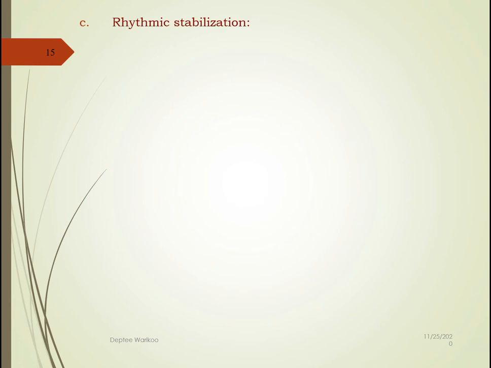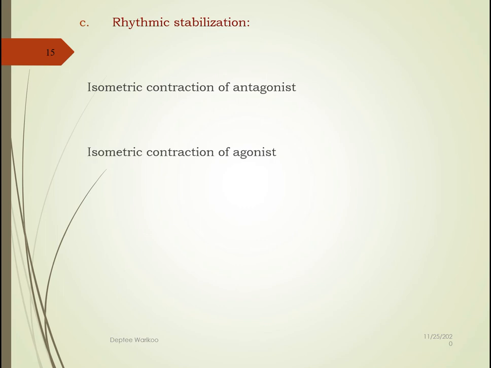Next technique is rhythmic stabilization. Rhythmic stabilization is used as a progression of alternating isometrics and is designed to promote stability through co-contraction of the proximal stabilizing musculature of the trunk as well as the shoulder and pelvic girdle regions of the body. This rhythmic stabilization, if you see, mainly holds isometric contraction of antagonist, isometric contraction of the agonists.